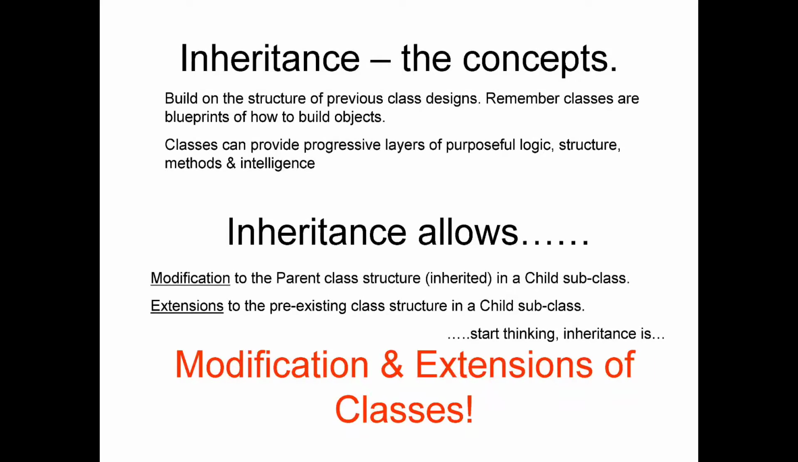Firstly, you can inherit the data structure and function from the parent, and you can modify the previous parent class design. Or instead, you can inherit the parent's data structure and functionality, and you can extend that class by adding more code that doesn't exist in the parent class. This will be better explained with an example.